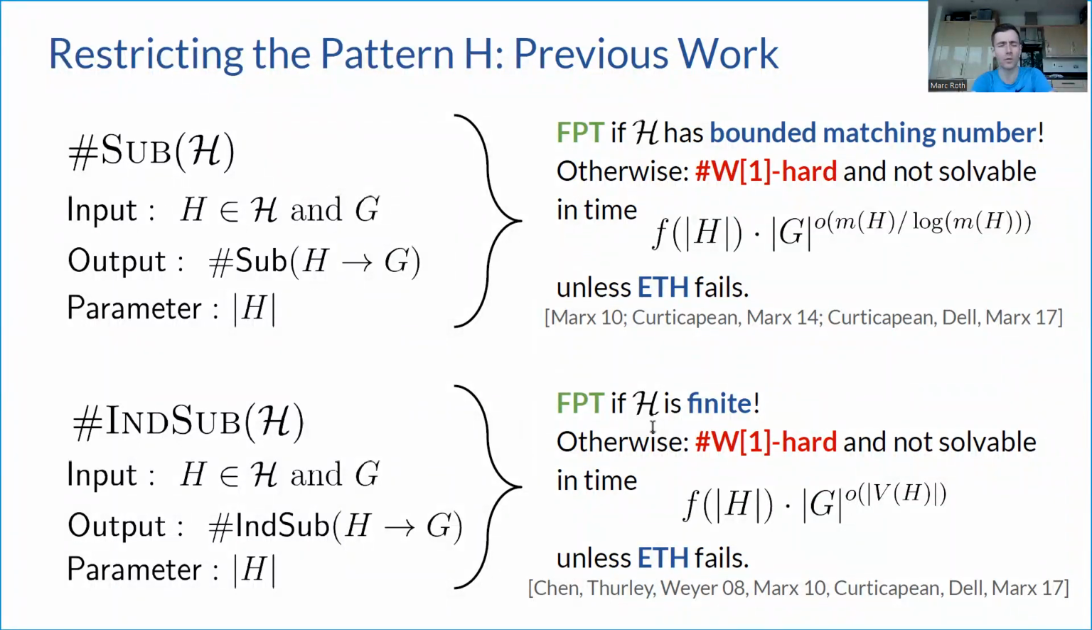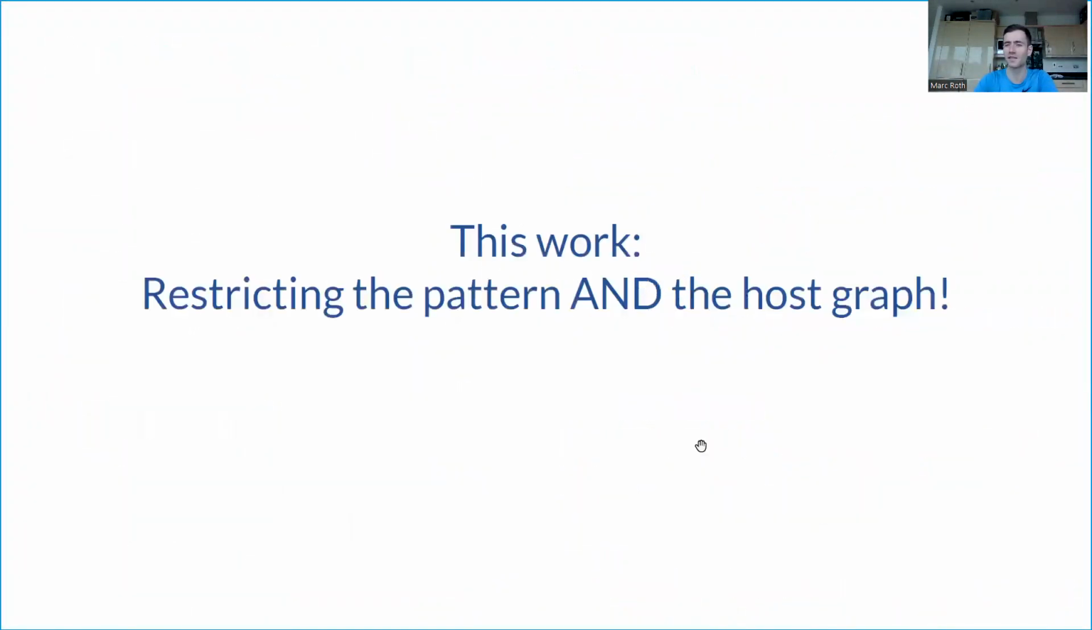And I want to make now 2 points with this slide. First, in this setting, we understand the problems pretty well. And also, we understand that they are inherently infeasible. Especially for induced subgraphs, we basically only get that the trivial instances are tractable. So we would like to do more. We restricted the patterns, and now the obvious next step would be to also restrict the host.